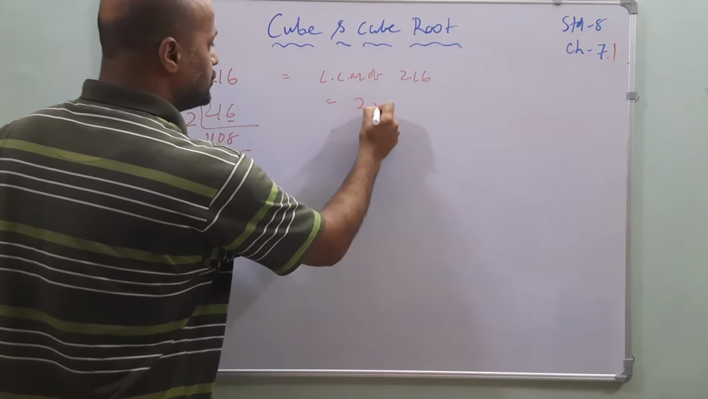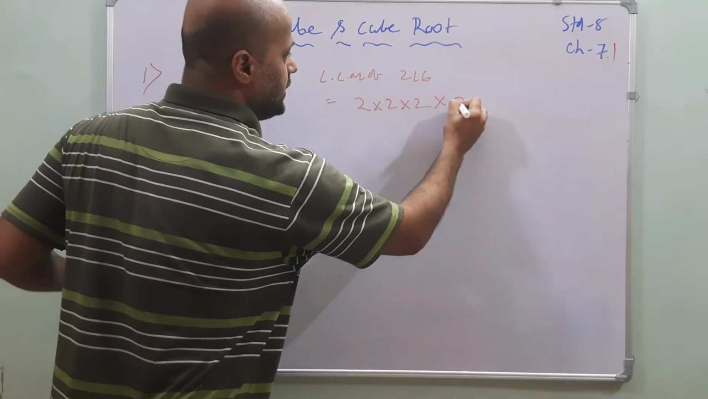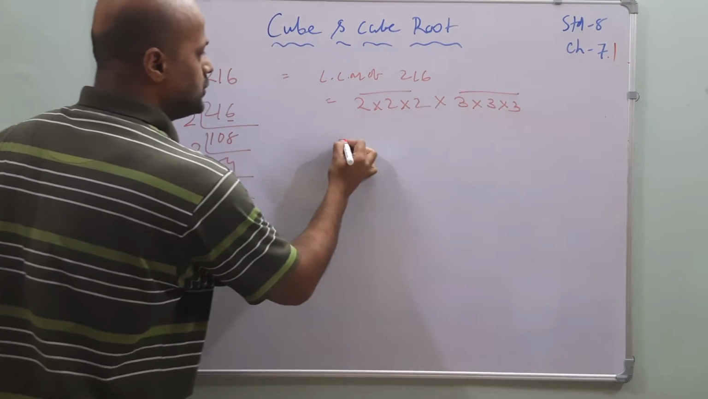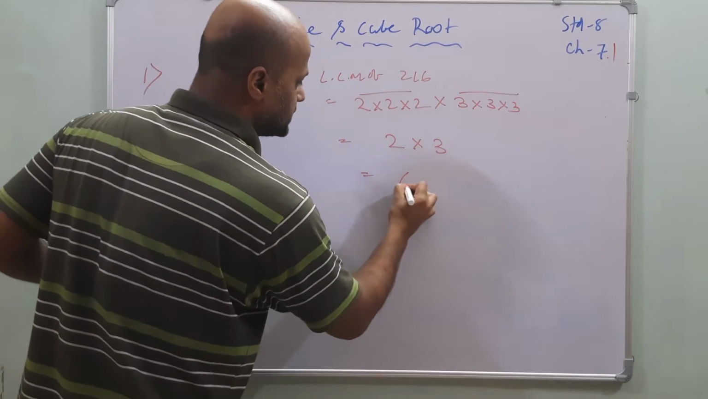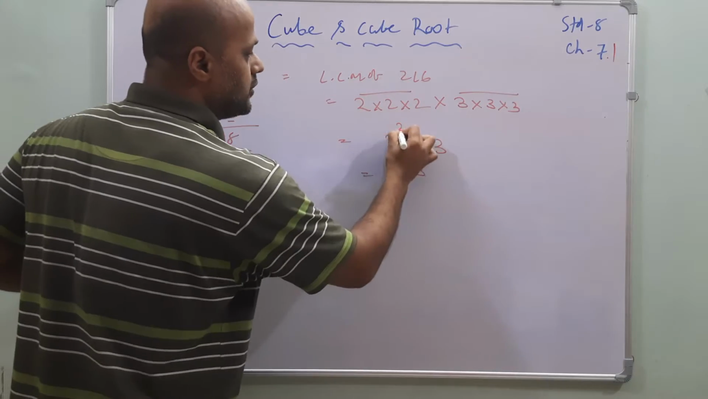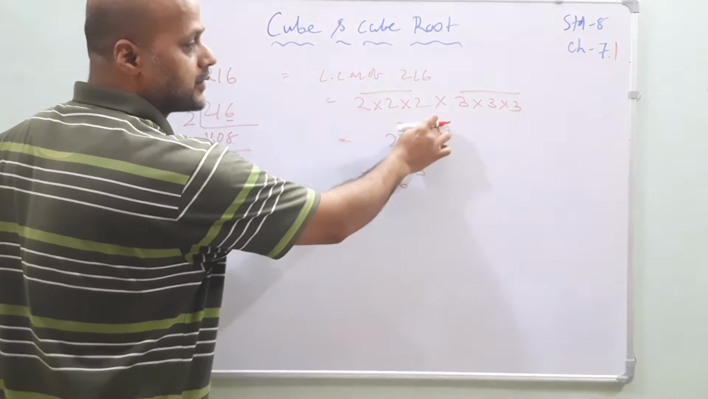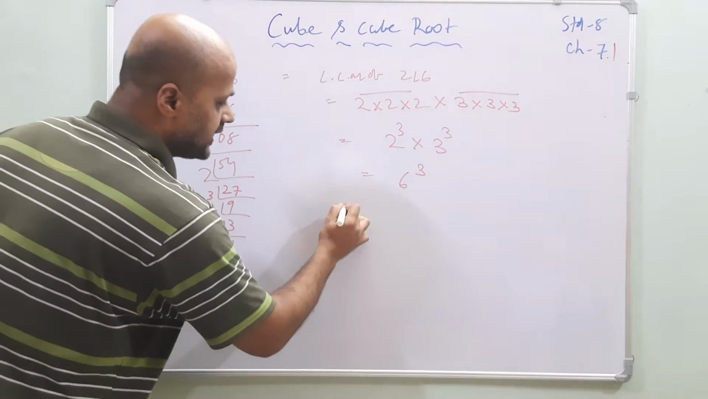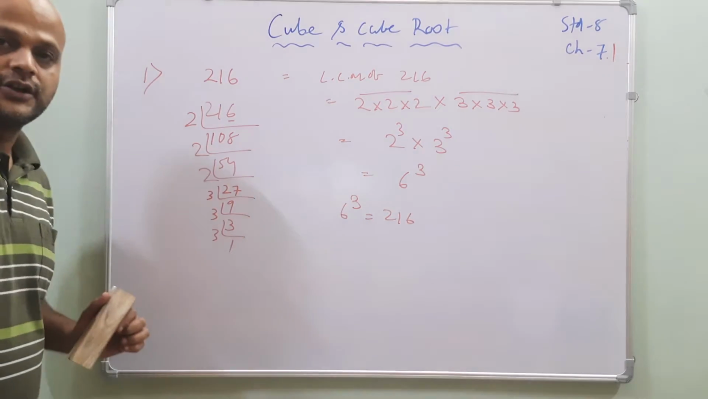It is 2 into 2 into 2 into 3 into 3 into 3. So make a group of three equal factors. How much? 2 into 3. So I will say that it is the cube of 6, 6 cube. 2 is repeated 3 times, 3 is repeated 3 times. That's why I will say that it is 6 cube. So what is 6 cube? 216. Understood, my dear friends?